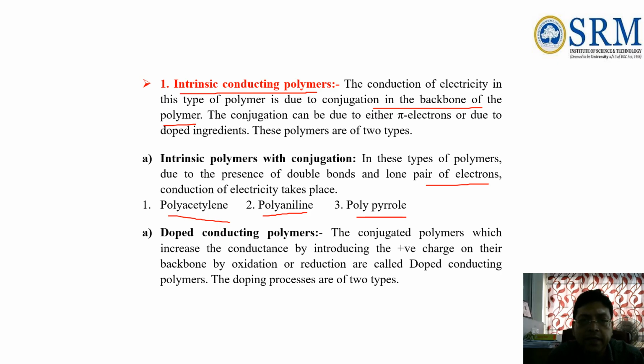And another category is the doped conducting polymer. In this type of polymer, we can add some agents or materials from outside, and by addition of this material, the conductivity can be enhanced. Actually, the conductance can be increased by introducing charge in the backbone, that means by oxidation or reduction. So these are called doped conducting polymers.